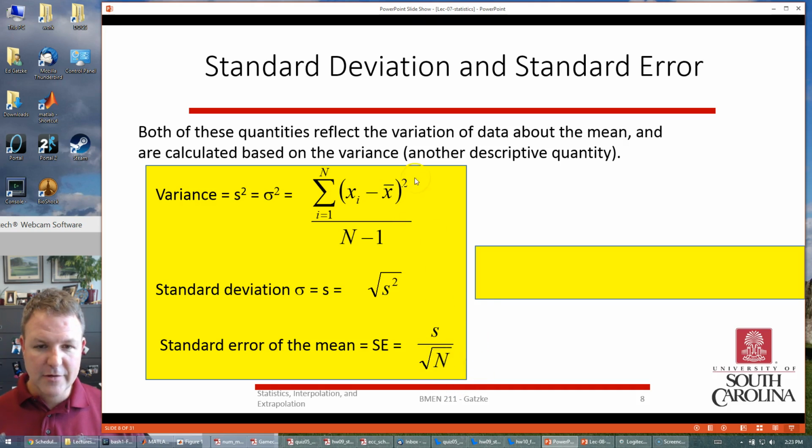So these three values, you should be able to calculate these. You have to know the average and how many data points you have to calculate the variance. It's very easy to get the standard deviation and divide by square root of n to get the standard error.